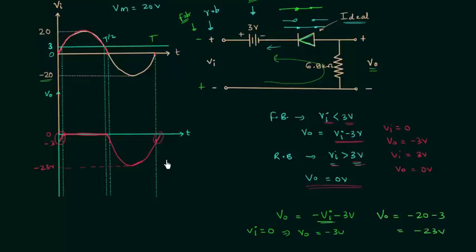If you compare the biased series clippers and unbiased series clippers, you will find biased series clippers is a little bit tough to analyze because we have additional DC voltage source present in this circuit, and this DC voltage source will alter the state of the diode. It may reverse bias the diode, or it may forward bias the diode. So you have to analyze it carefully.